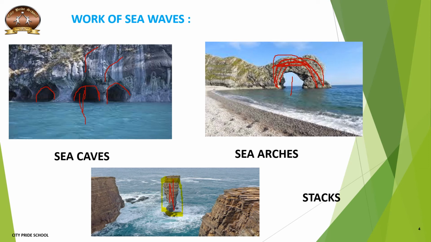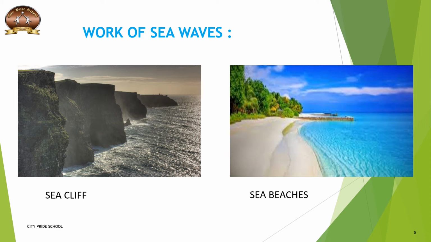Now let's see about sea cliff. After this stack is formed, if you see here this part which is emerging from the sea water, this pointed part wherever you see here, all this is known as sea cliff. It is a steep rocky coast rising almost vertically above the seawater. See, it's exactly above the seawater. This is called sea cliff.